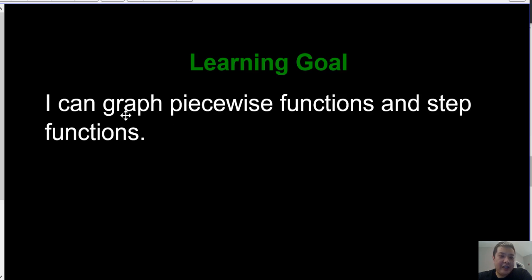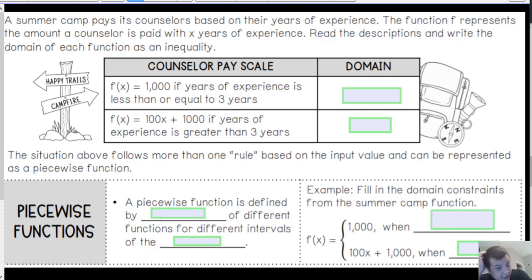Today's learning goal is I can graph piecewise functions and step functions. So we're going to be learning about what piecewise functions are, and step functions. Here it says a summer camp pays its counselors based on the years of experience. The function f represents the amount a counselor is paid with x years of experience. Read descriptions and write the domains for each function as an inequality.